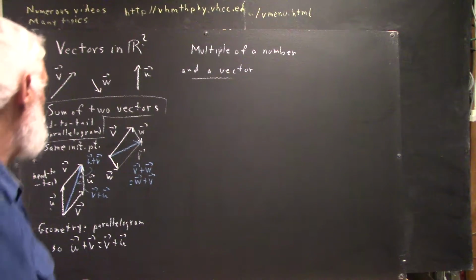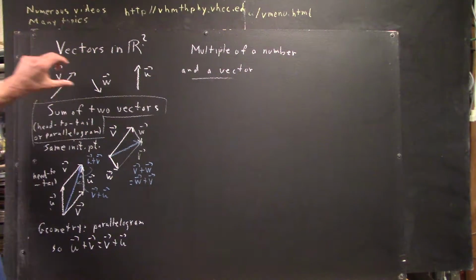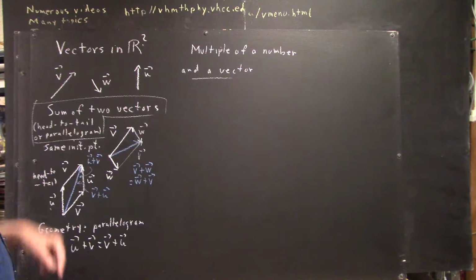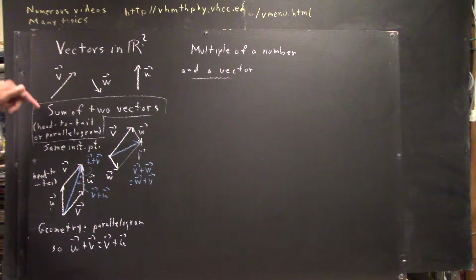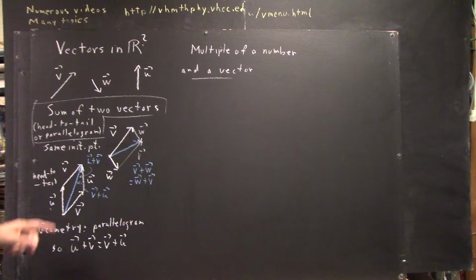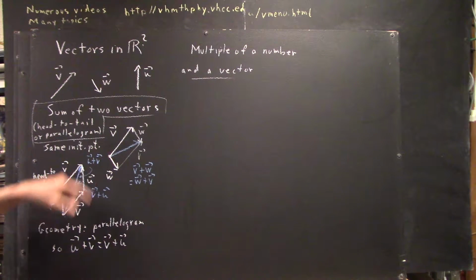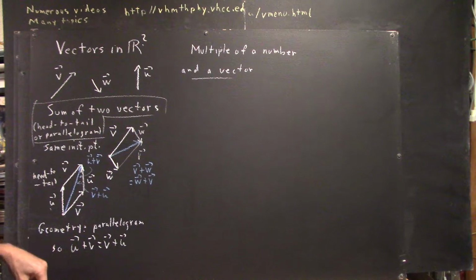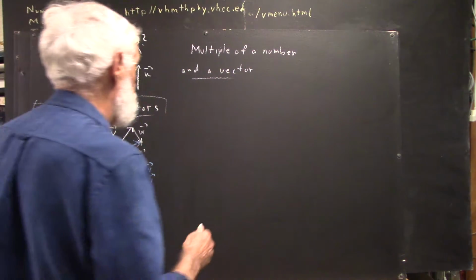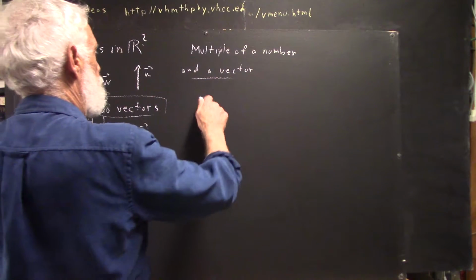Okay, so we see that arrows representing two vectors in R2 can represent the sum of two vectors, either by drawing the vectors head to tail or by drawing a parallelogram, completely equivalent idea of the sum. Okay, what about the multiple of a number and a vector? Okay, well, let's say here's the vector W.